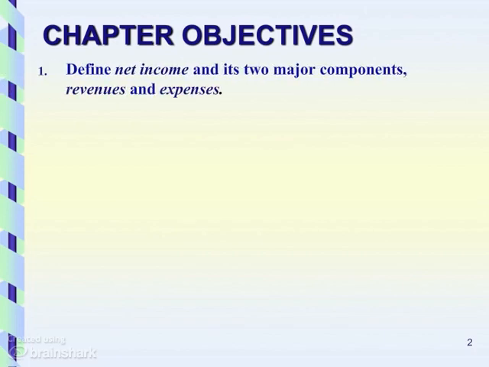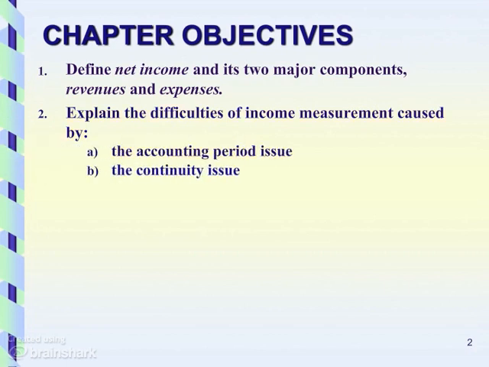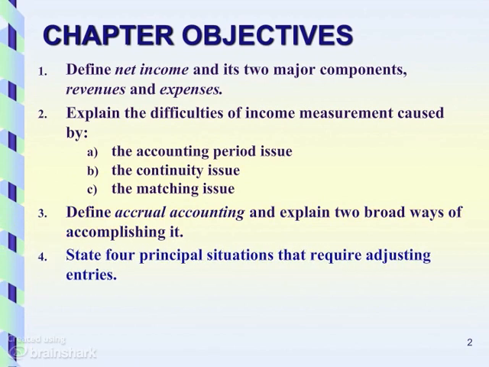The goals of Chapter 3 are to, first, spend a little time defining net income and its two major components, explain the difficulties or challenges that businesses have in the income measurement process that are caused by the accounting period issue, continuity issue, and the matching issue. Then we will focus on explaining accrual accounting and the two broad ways that accrual accounting is accomplished.